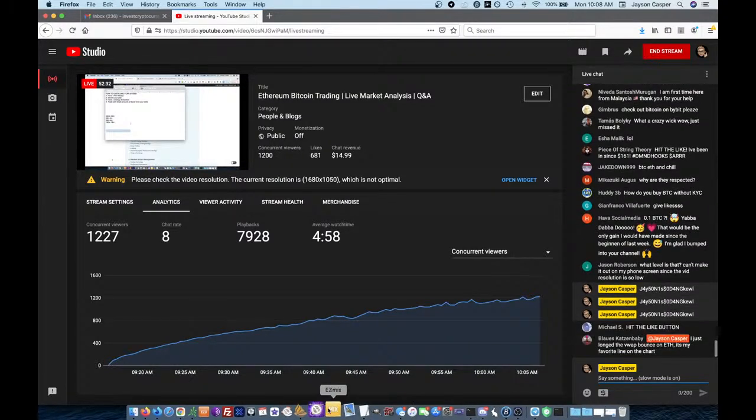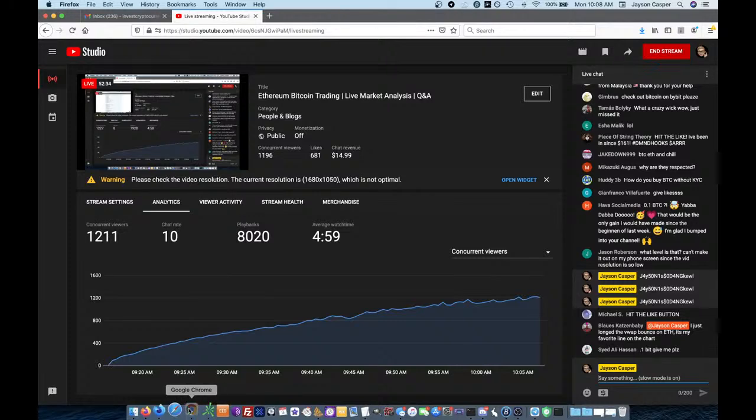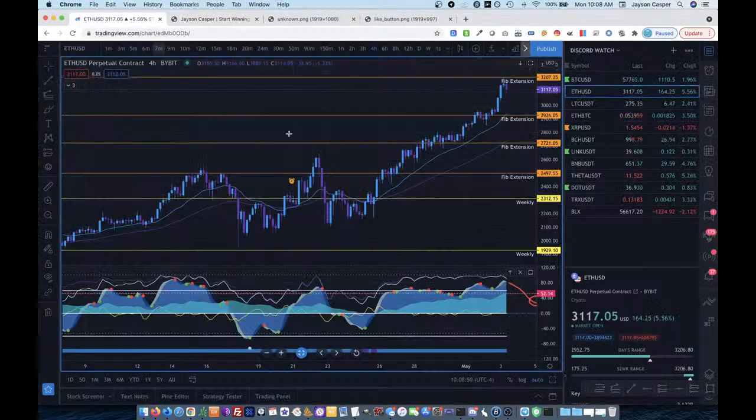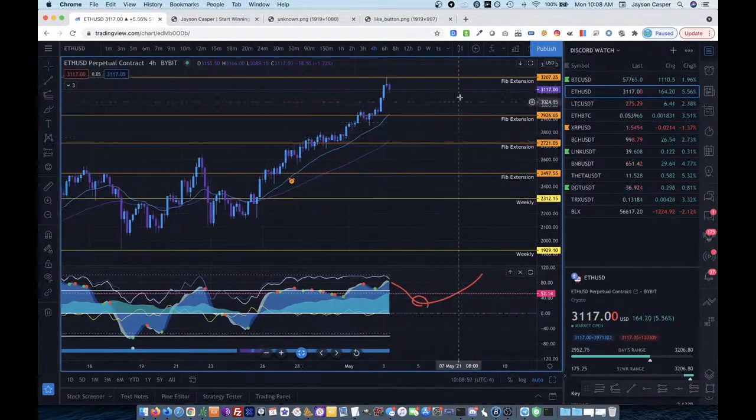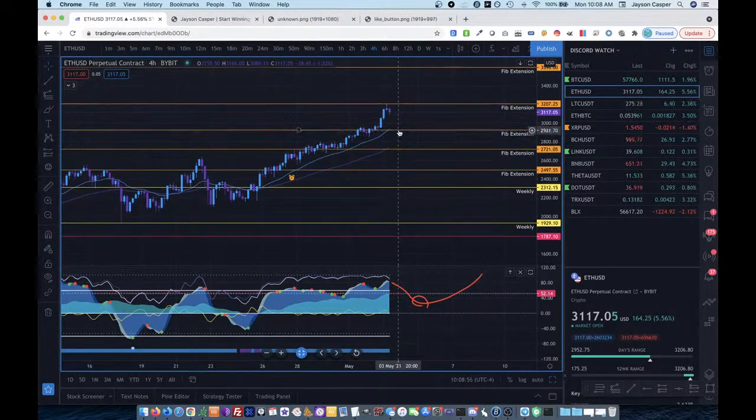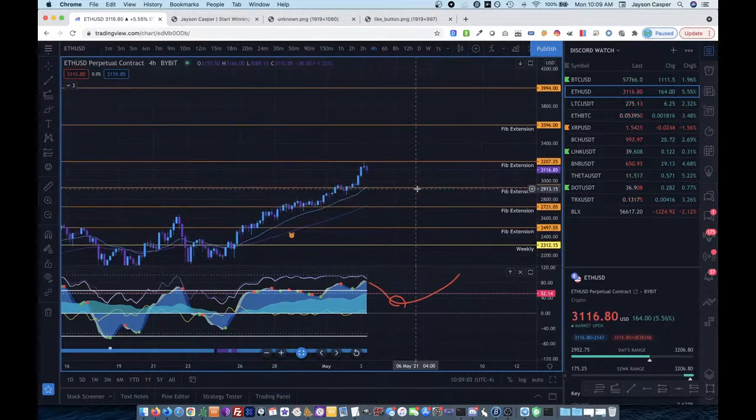Jason Robertson, what level is that? The fib level we're at right now is $3,207. And then the level I'm looking to long is 29.26 and 5 cents. And then the next fib target is $3,596 and 0 cents.